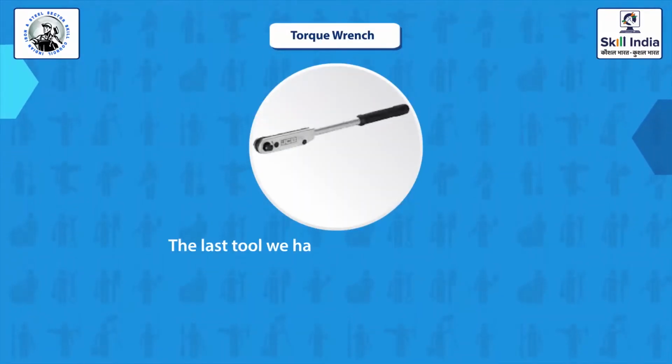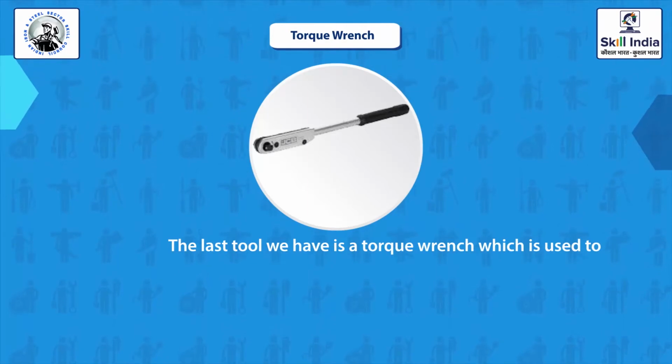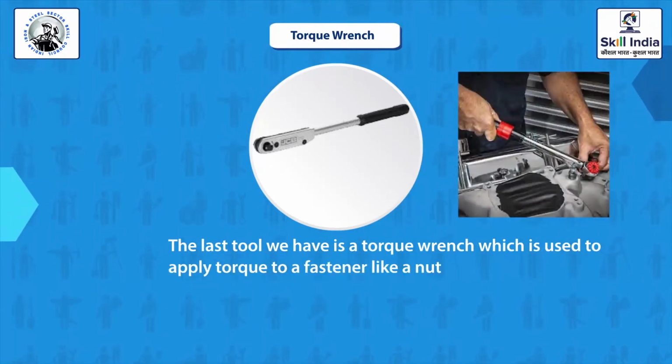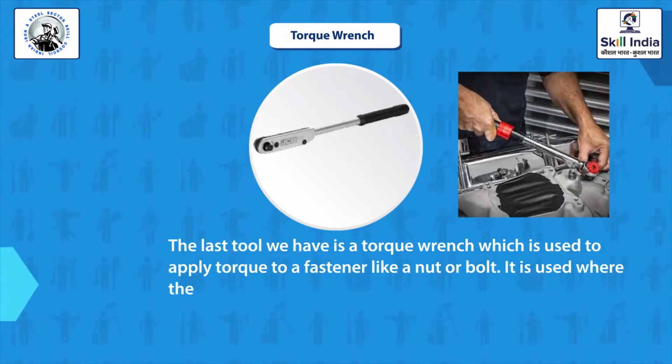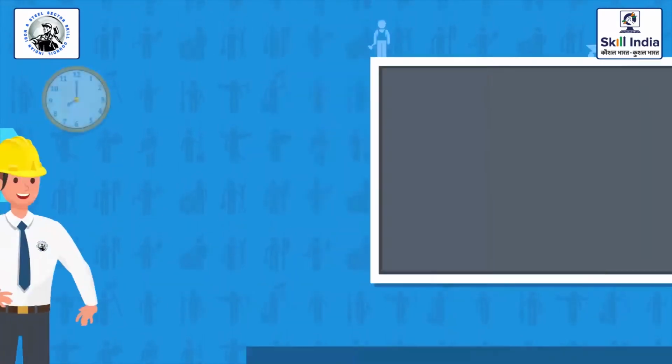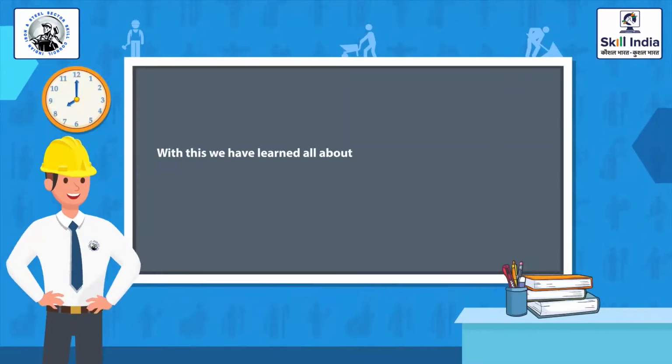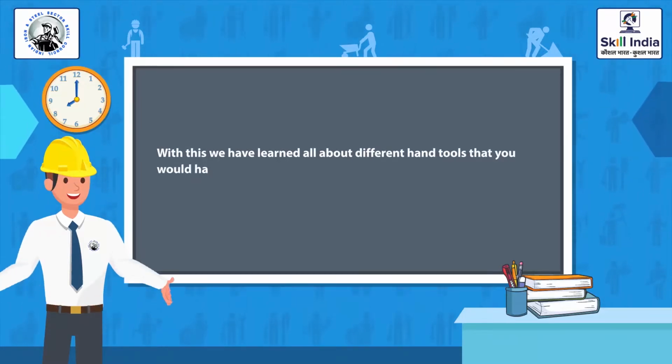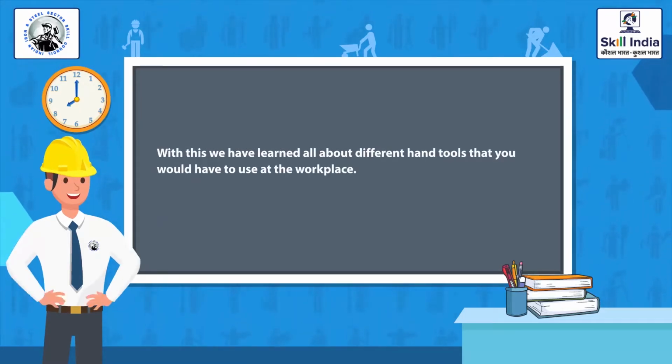The last tool we have is the torque wrench, which is used to apply torque to a fastener like a nut or a bolt. It is used where tightness of bolts and screws is critical. With this, we have learned about all the different hand tools that you would have to use at the workplace.